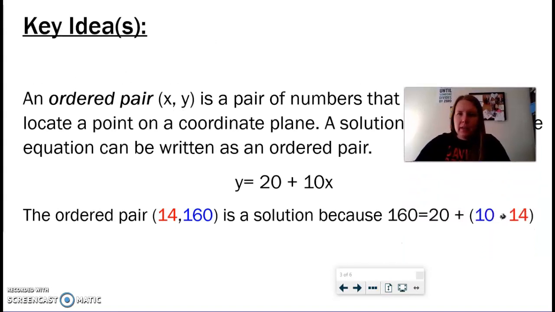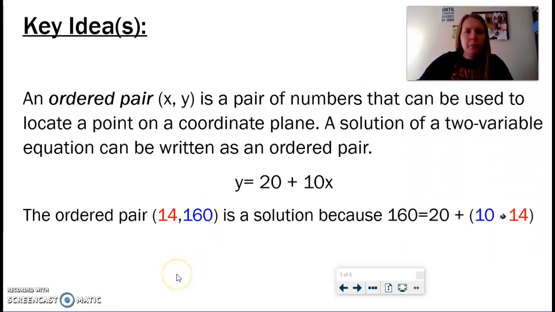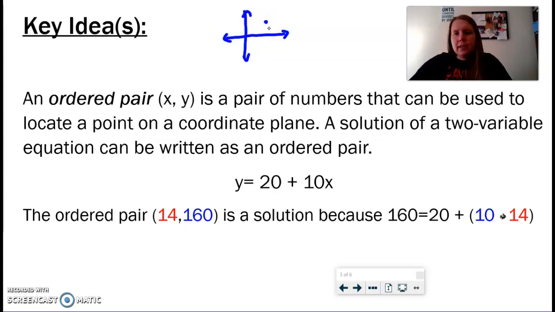Here are my key ideas. An ordered pair, which we see as x and y, is a pair of numbers that can be used to locate a point on a coordinate plane. We've talked about how to locate points on a coordinate plane. Typically, I have a coordinate plane with quadrants 1, 2, 3, 4, and I can locate the dot, maybe right here. But it also means that a solution of a two-variable equation can be written as an ordered pair.